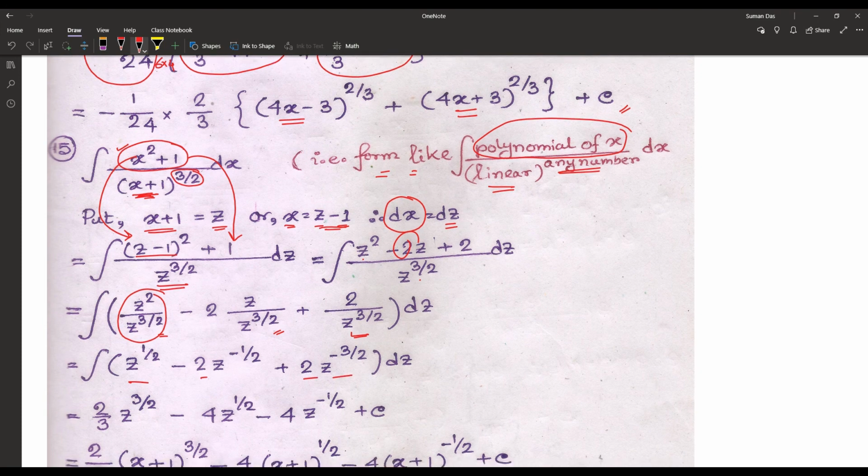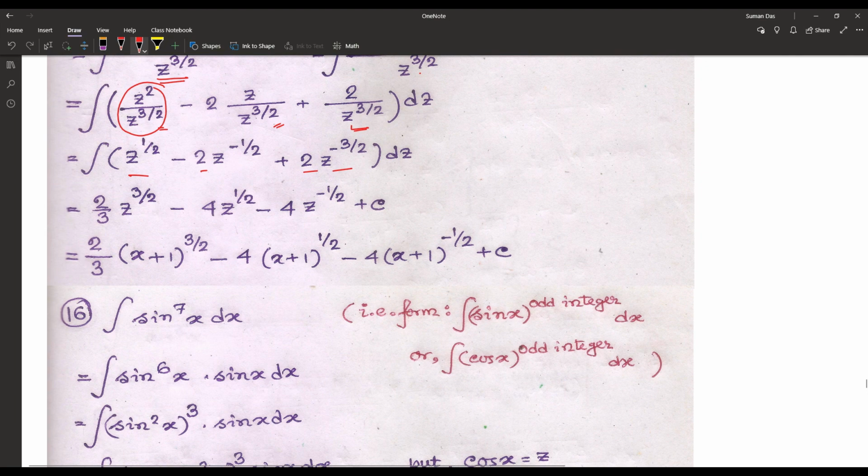So after simple integration we get the result as 2 by 3 z to the power 3 by 2 minus 4 into z to the power half, minus 4 into z to the power minus half, plus the integration constant. Now just replace the value of z with x plus 1: 2 by 3 into (x plus 1) whole to the power 3 by 2 minus 4 into (x plus 1) whole to the power half minus 4 into (x plus 1) whole to the power minus half plus the integration constant, and that is the final result.